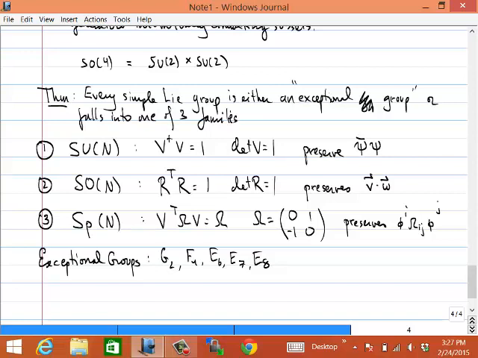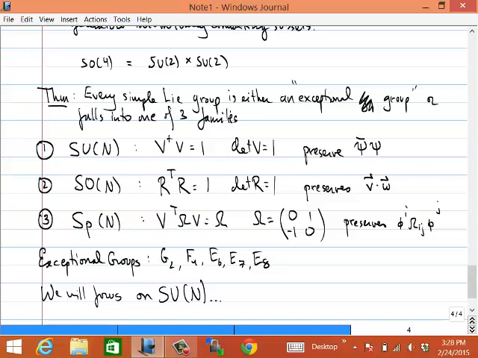In this class, however, we're going to focus entirely on SU(N). So we're not going to bother with these other types of Lie groups. But I just thought it was important to mention this classification because in some sense this is a classification of the types of continuous symmetries that are allowed in physics. Any questions on this?